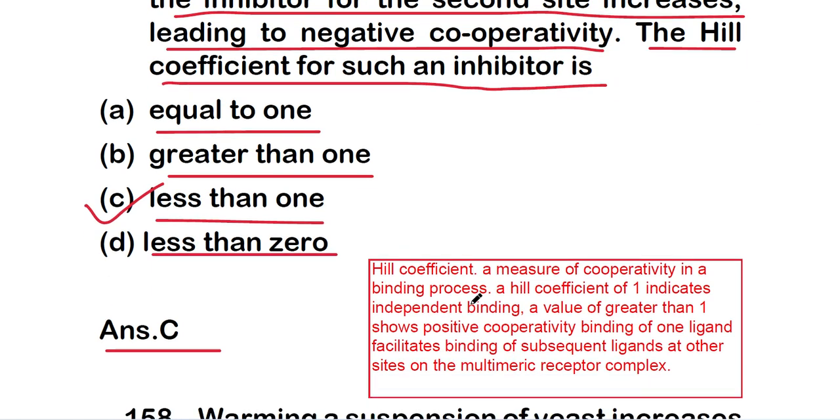So here we can see the Hill coefficient. What is the Hill coefficient? The Hill coefficient is a measure of cooperativity in a binding process. A Hill coefficient of 1 indicates independent binding. A value of greater than 1 shows positive cooperativity: binding of one ligand facilitates binding of subsequent ligands at other sites on the multimeric receptor complex. So this is the cooperativity measurement.